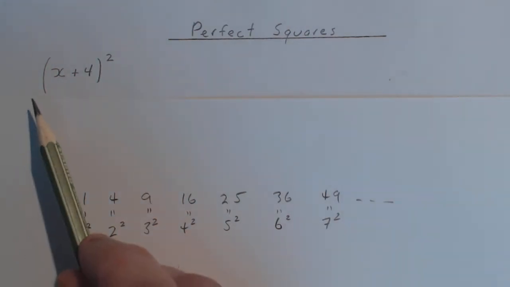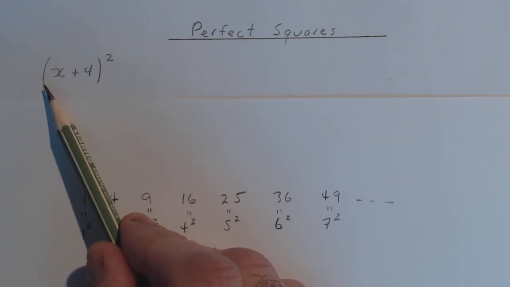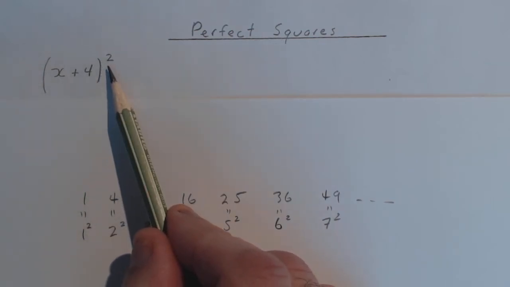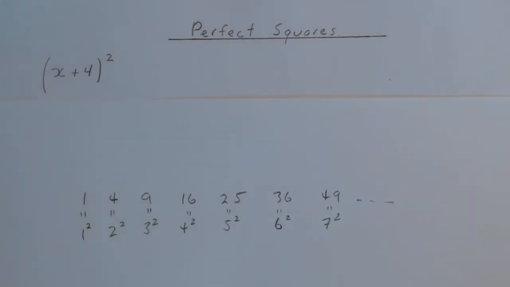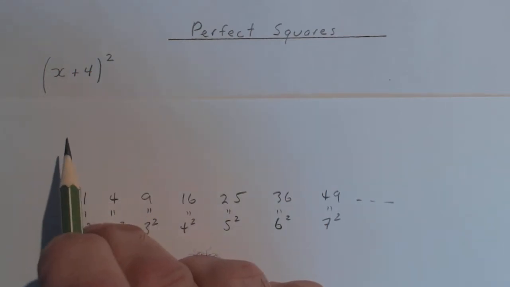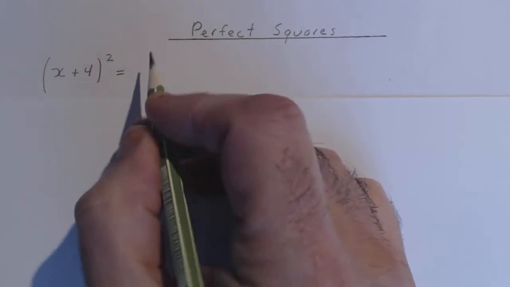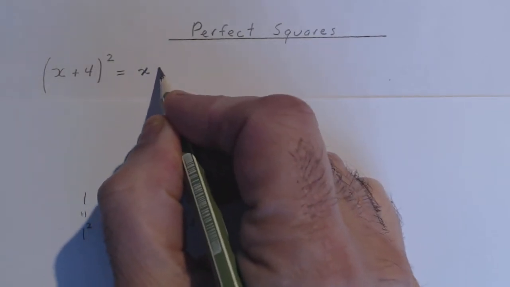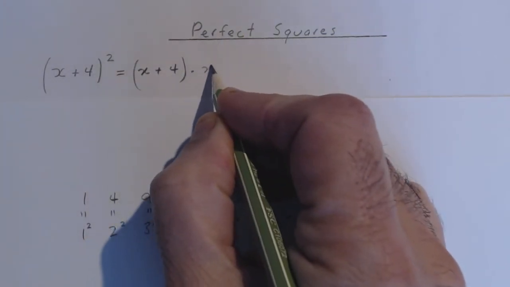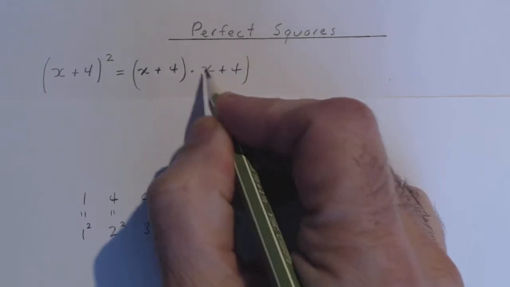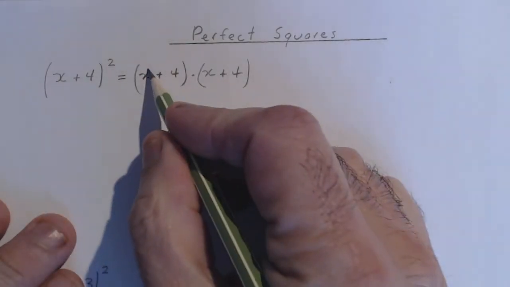So if we apply this idea here, you can see that x plus 4 is inside a set of brackets, and they are multiplied by itself. In other words, x plus 4 squared. So we're now going to have a look at expanding these perfect squares. Now, what this means is I can rewrite x plus 4 all squared as x plus 4 times x plus 4.